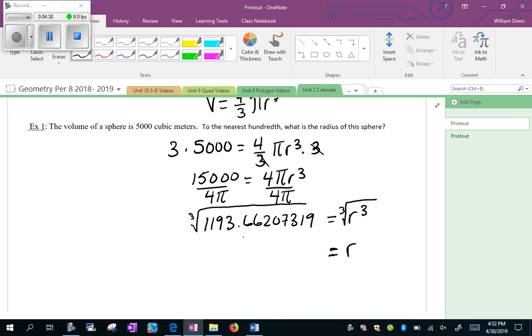1193.66207319, and when I do that, I get a value of 10.6078. Now, my question is asking me to round to the nearest hundredth, so that's 2 decimal places. So my answer is going to be 10.61. That's the radius. That's it for today.